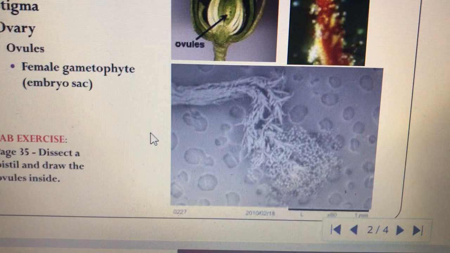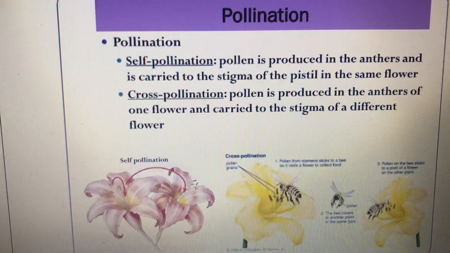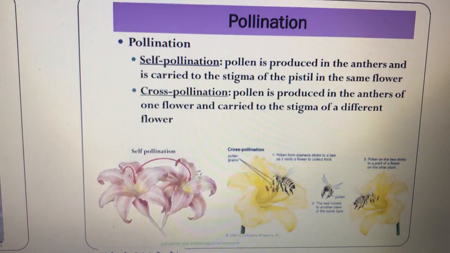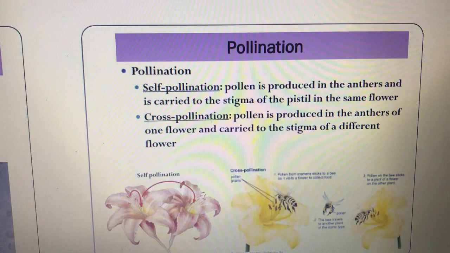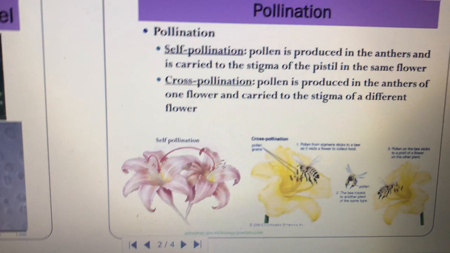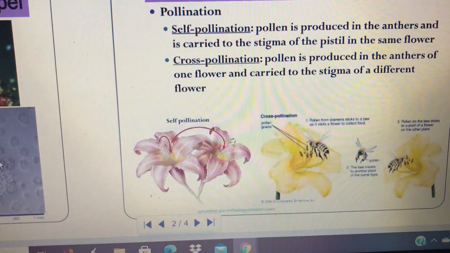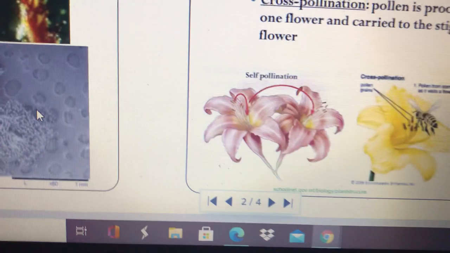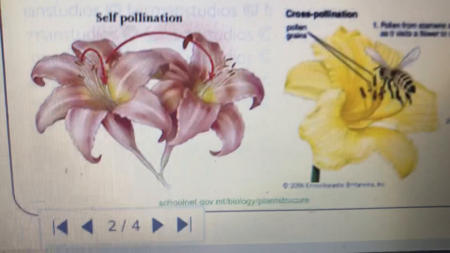Okay, now we're going to talk about pollination. Okay, so we have self-pollination, which basically means that the pollen is produced in the anthers and is carried to the stigma of the pistil in the same flower. In cross-pollination, the pollen is produced in the anthers of one flower and carried to the stigma of a different flower. Okay, now this is an example of self-pollination. And this is an example of cross-pollination.